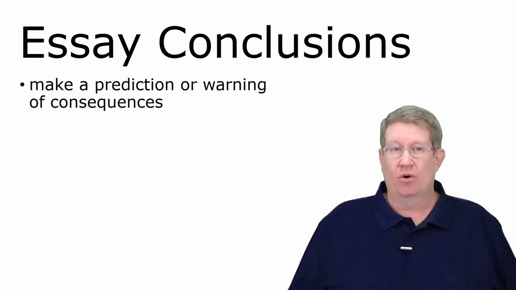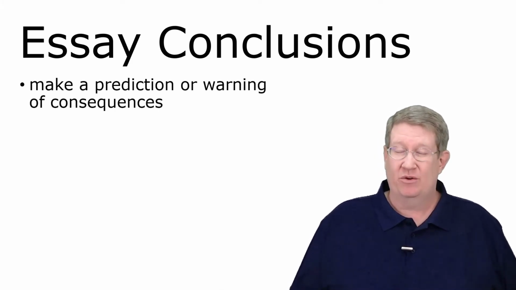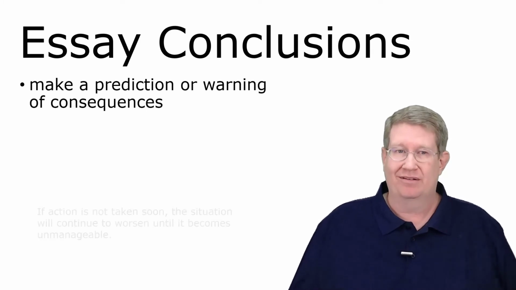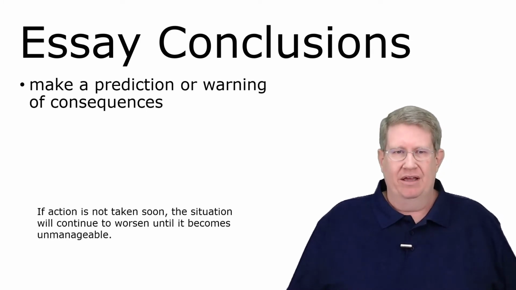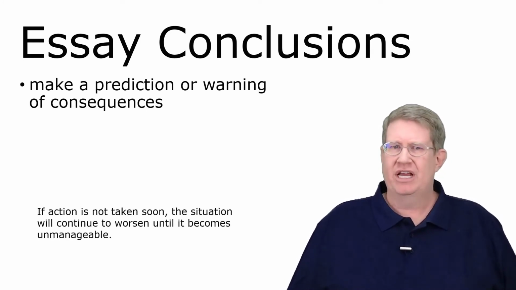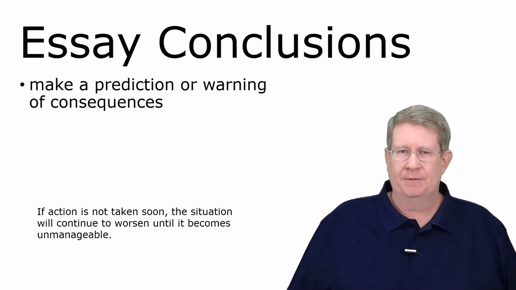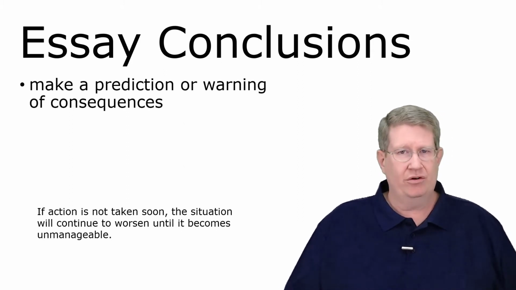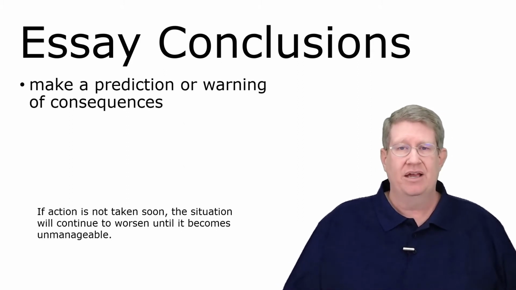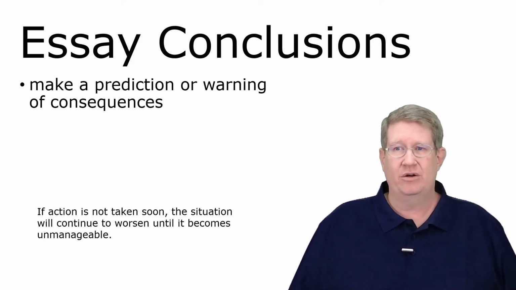Make a prediction or a warning of consequences. The consequences are usually negative. That's why it's a warning. For example, if action is not taken soon, the situation will continue to worsen until it becomes unmanageable. Okay, so it's already a bad situation. Hopefully you've explained that in your essay. And now you're saying if something doesn't happen now, this is going to continue getting worse.